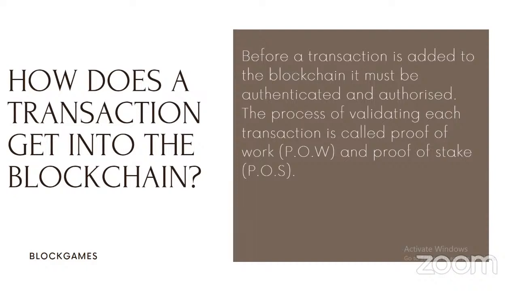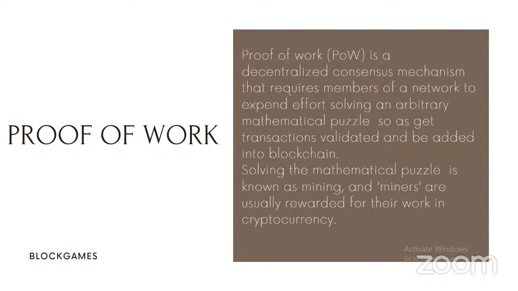The process of validating each transaction is called proof of work and proof of stake. Proof of work came into existence before proof of stake was adopted. So let's talk about proof of work. This is a decentralized consensus mechanism that requires members of a network to expend effort solving an arbitrary mathematical puzzle so as to get a transaction validated and added into the blockchain.